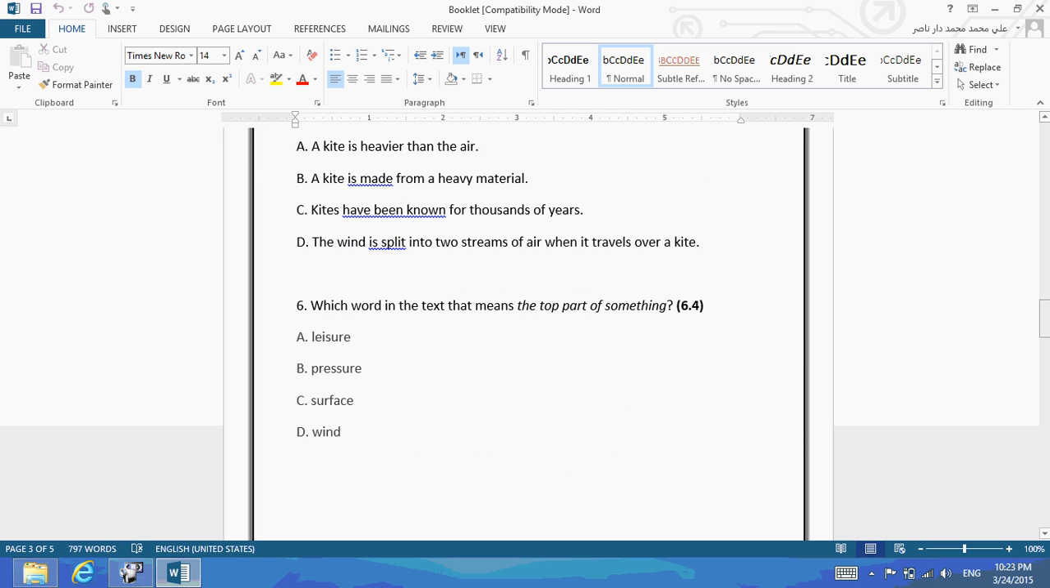Question number 6. Which word in the text means the top part of something? The concerning standard is 6.4. 6.4 is the standard which stands on finding words in the text that have the same meanings of provided words. The provided words here are leisure, pressure, surface, and wind. Which word of these in the text means the top part of something?